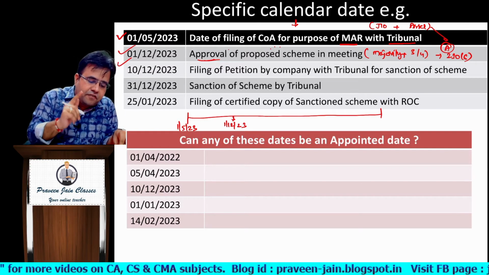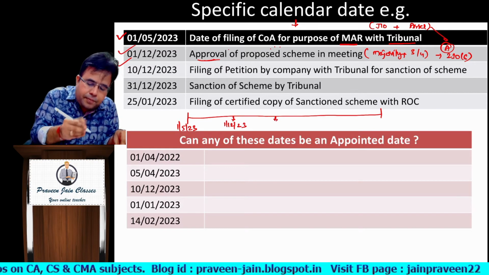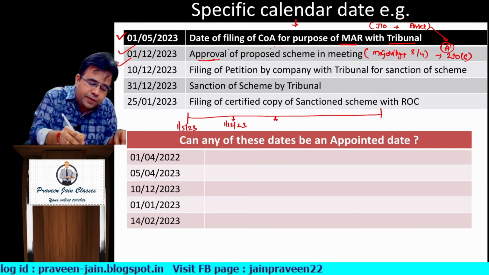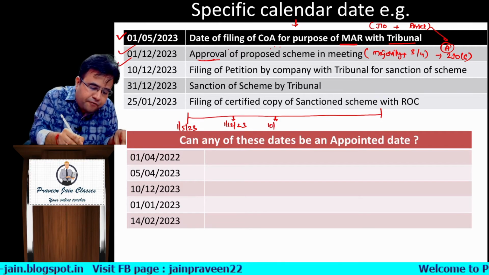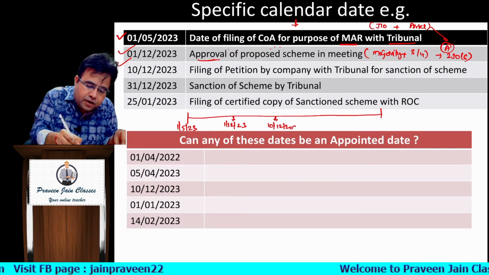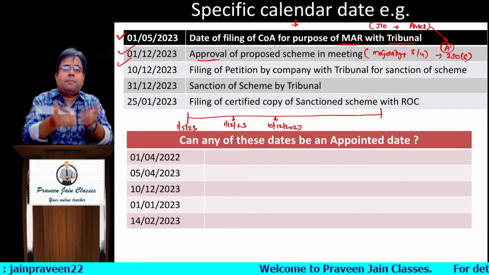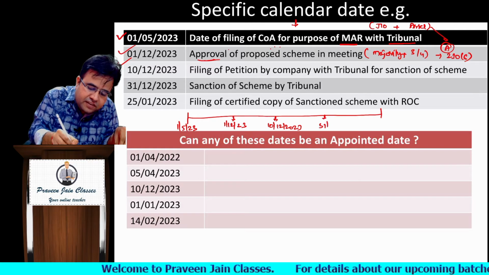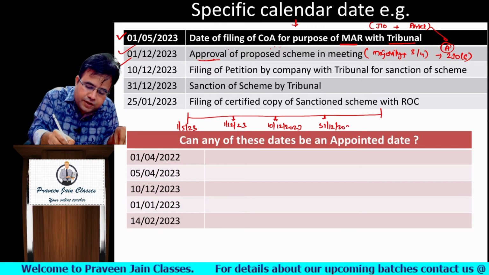Third wala point, sir, filing of petition, sir. So can I say because the scheme was approved by whom, sir? Members, creditors in their respective meeting. Now we have filed a petition with whom, sir? Tribunal, praying that okay, tribunal sir, and please sanction our scheme. Okay, sir, tribunal has sanctioned our scheme on 30/12/2023.